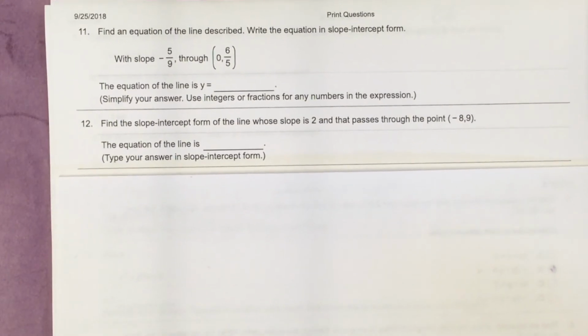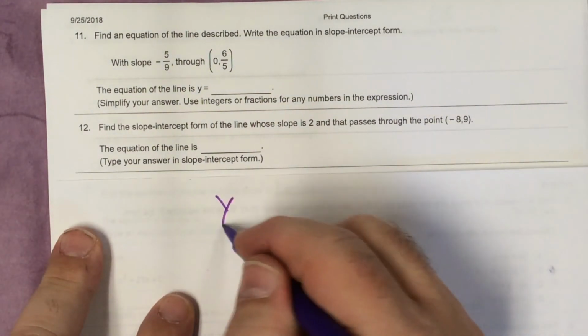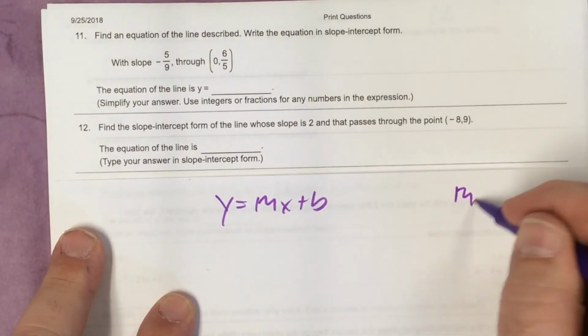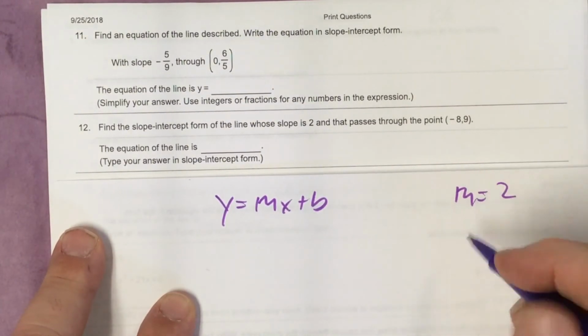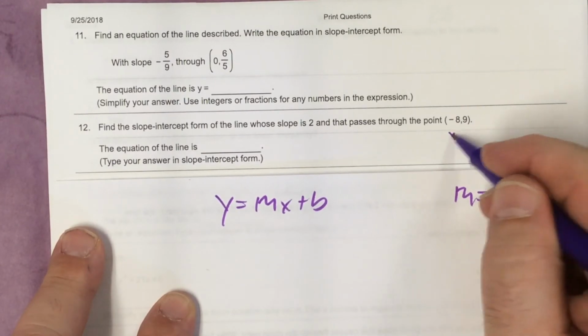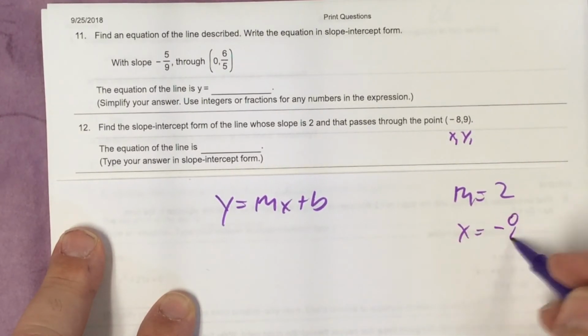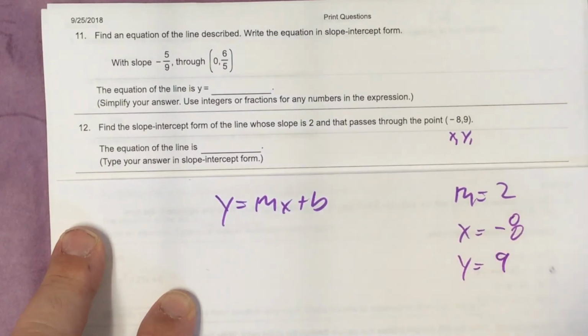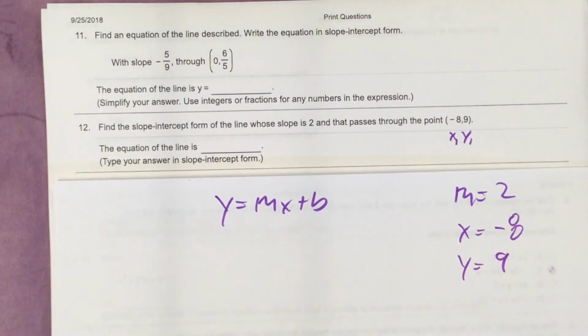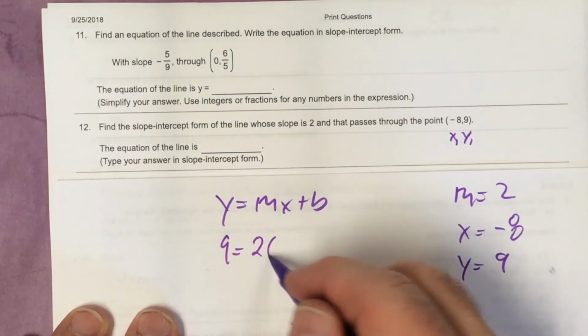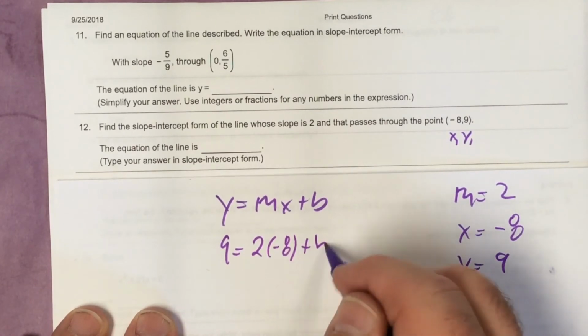So let's find the slope-intercept form of a line whose slope is 2 and that passes through the point negative 8, 9. So we're given y equals mx plus b. We're given that m is equal to 2, and for this point, that x is equal to negative 8, and that y is equal to 9. So I'm going to put that information in here. So I'm going to have 9 is equal to 2 times negative 8 plus b.